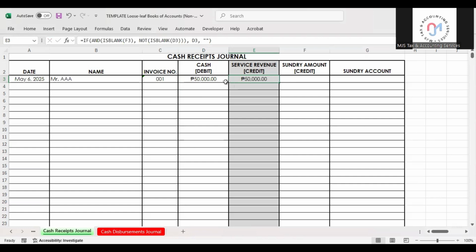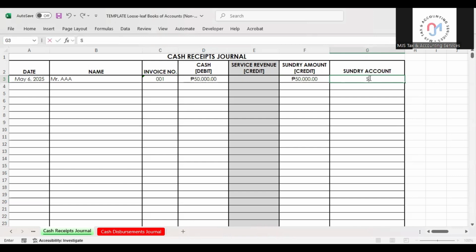However, again, as I have mentioned a while ago, there are some instances wherein we receive cash that is not service revenue related. So instead of using service revenue as our credit, we should place the 50,000 under the sundry amount and then just specify what this transaction is for. For example, if you receive 50,000 from a refund, in that case, do not put any invoice number and just explain that it's a refund from a certain supplier, for example.